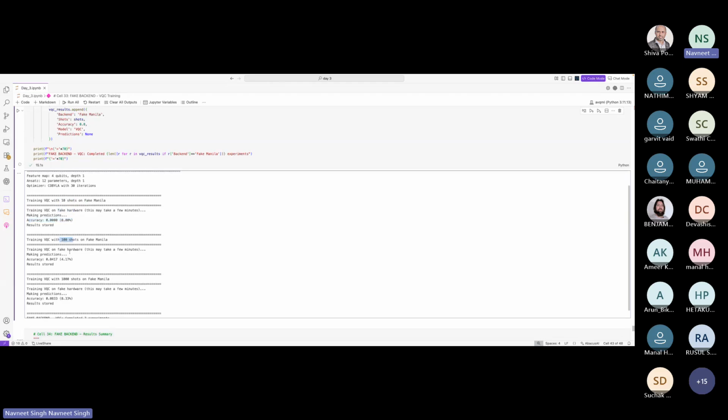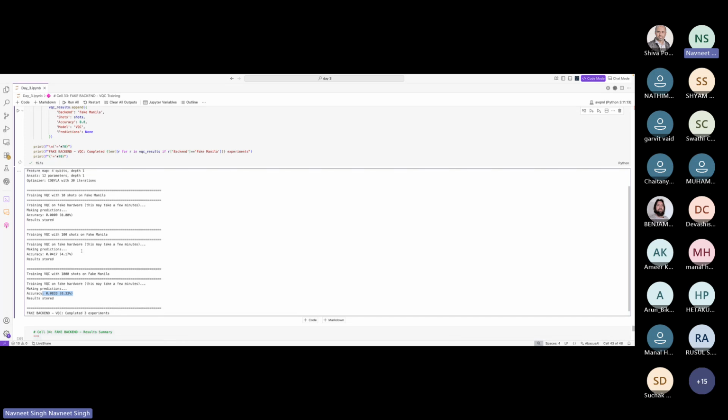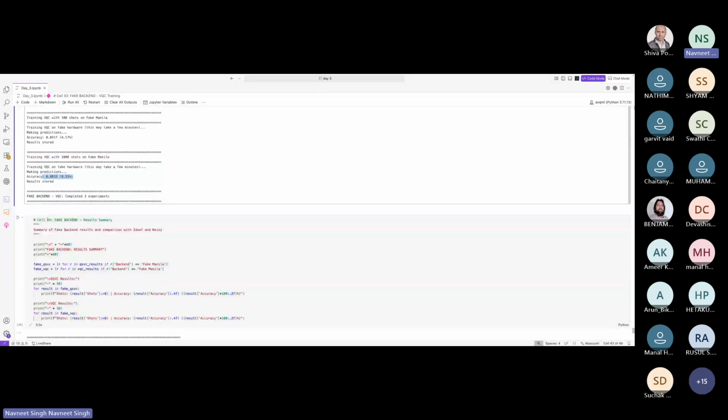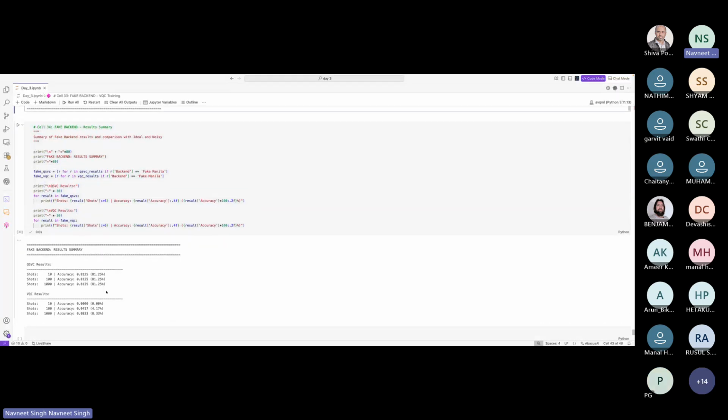But with 100 shots, it has just started, and with 1,000 shots, same code, same everything, same properties, it starts growing, or I can say it starts improving. So it depends on how many shots you want to give. It depends on that, and you can see the change in accuracy in this.